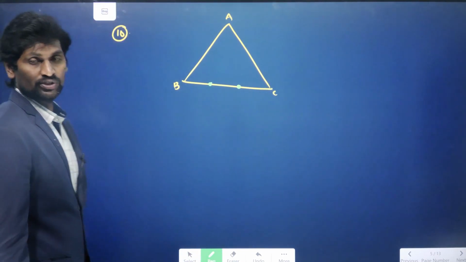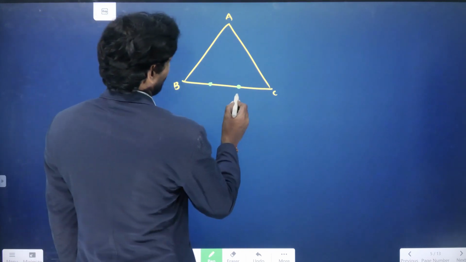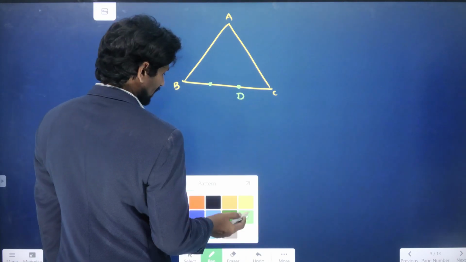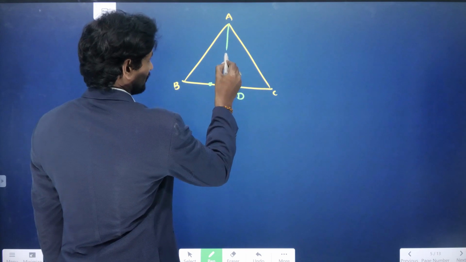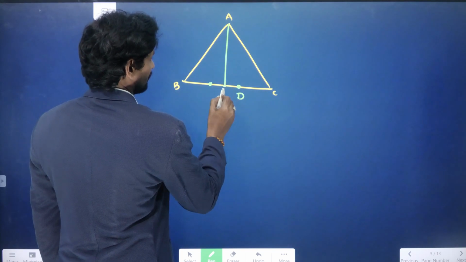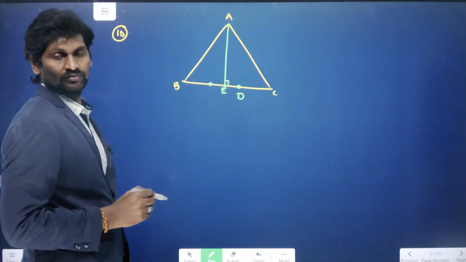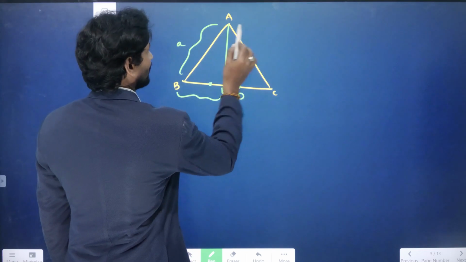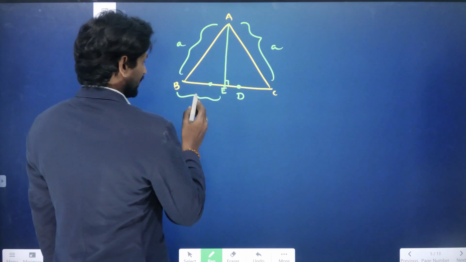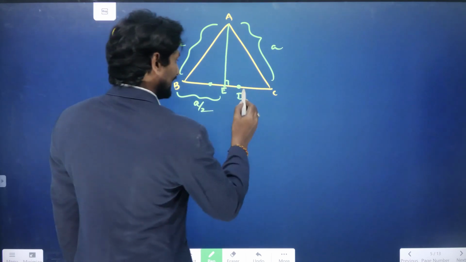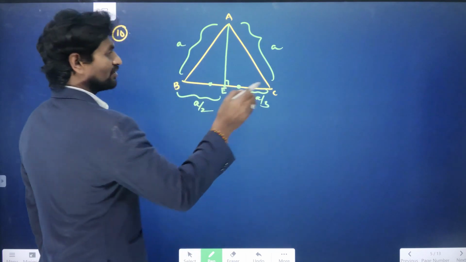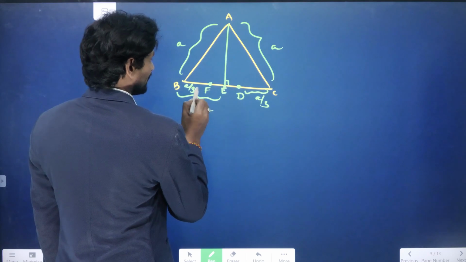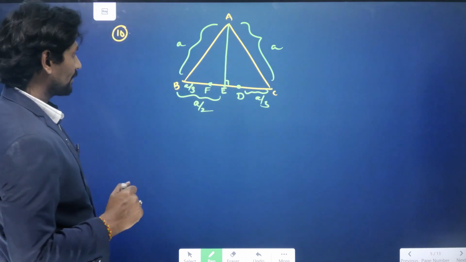So we need the AD square by AB square value. Let us take the point D here. Now I am trying to construct an altitude, which is nothing but a median. So AE divides BC into 2 equal parts. Let us take the length of each side of the equilateral triangle as a. So BE is a by 2. DC is a by 3 because D divides BC into 3 equal parts. Here I am taking F. BF is also a by 3 and FD is also a by 3.